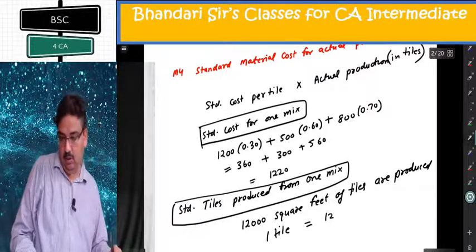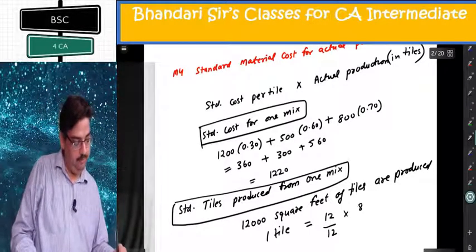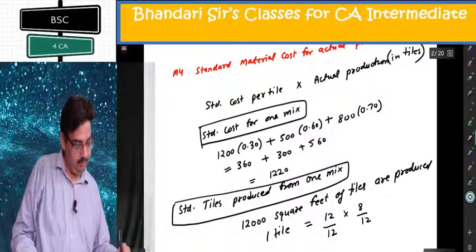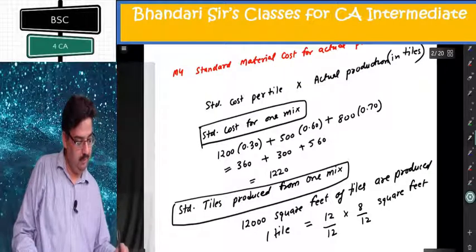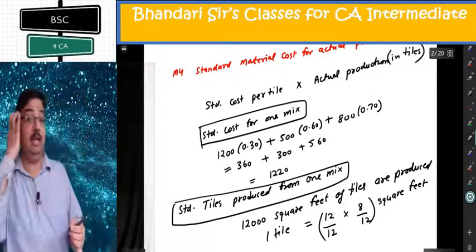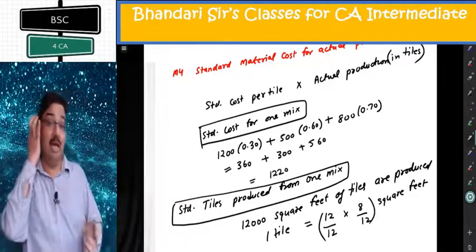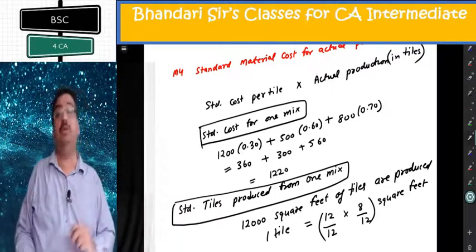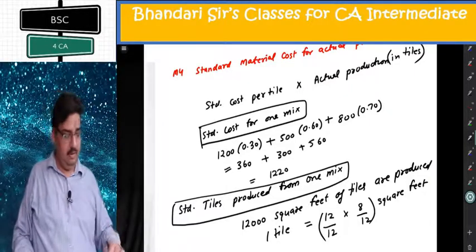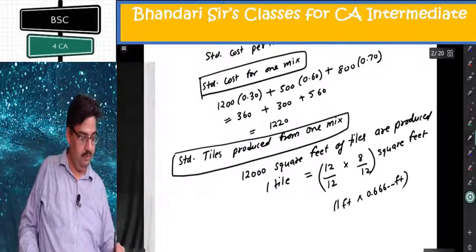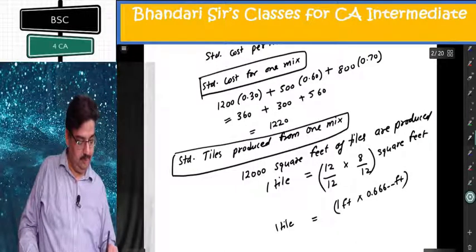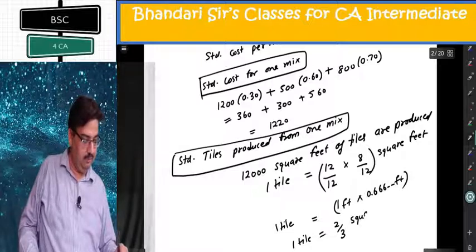One tile equals 12 divided by 12, 8 divided by 12 square feet. You are not given the width at all. Length into breadth is given, the third dimension is not. In the last question it was given as 1 by 8, but we never used it, and it is not given here. I don't need it. It is 1 foot multiplied by 0.666 foot. So one tile I can call 2 by 3 square foot.